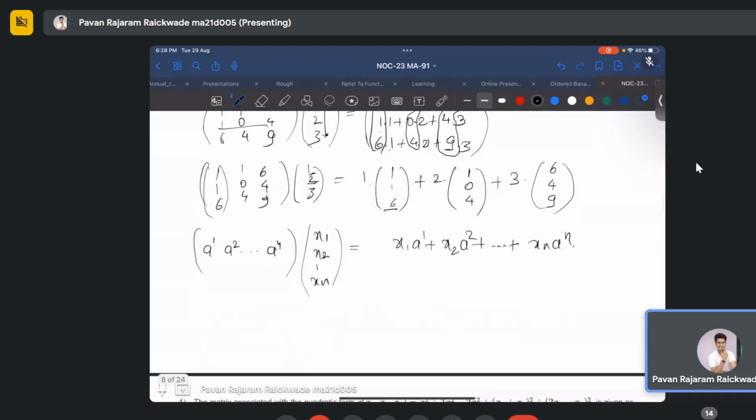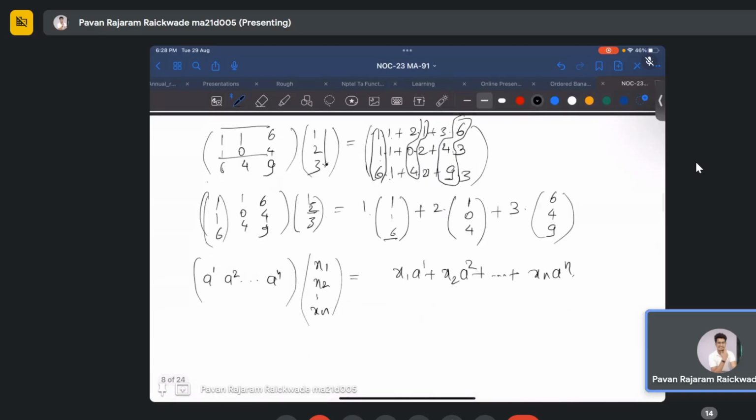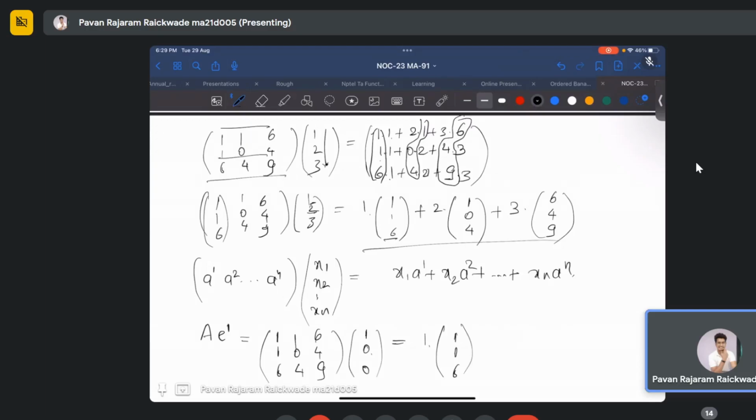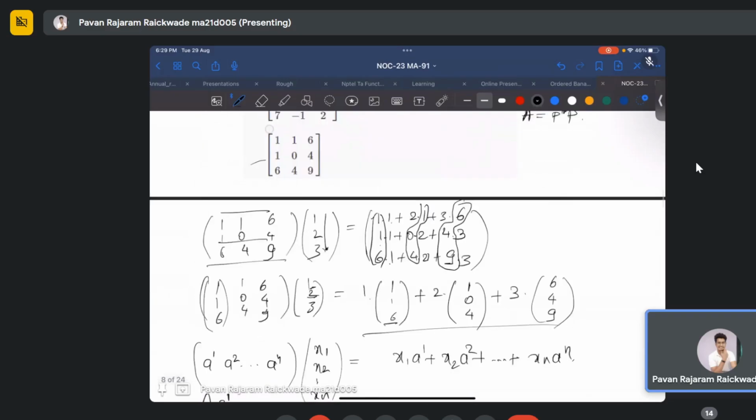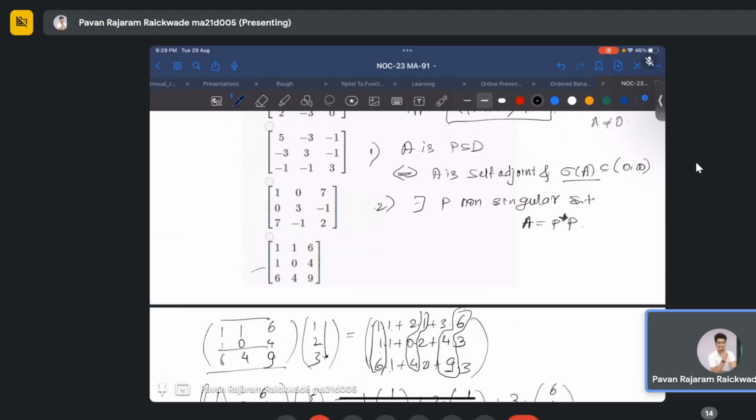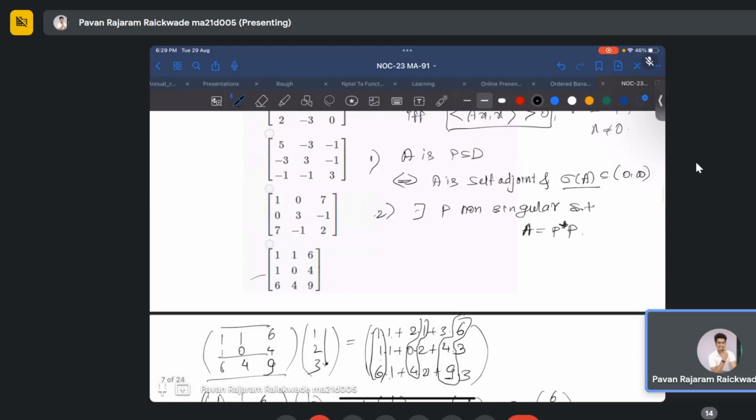Now let's say for this matrix I want to compute A E1, where A is 1 1 6, 1 0 4, 6 4 9. What is E1? 1, 0, 0. So by this logic, what will this value be? Just 1 times the first column, because 0 times this plus 0 times this is nothing. Do you understand this matrix multiplication? If yes, then we can directly say from here.